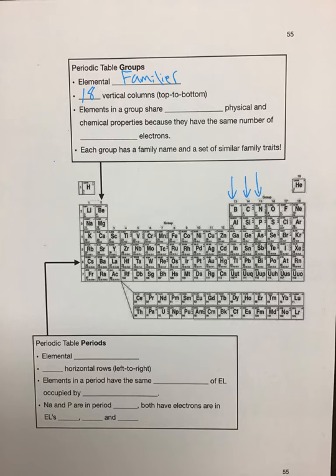Elements in the same vertical column or group share similar physical and chemical properties because they tend to have the same number of valence electrons. So each vertical column elemental family has a name and a set of similar traits. So let's just take a quick look.